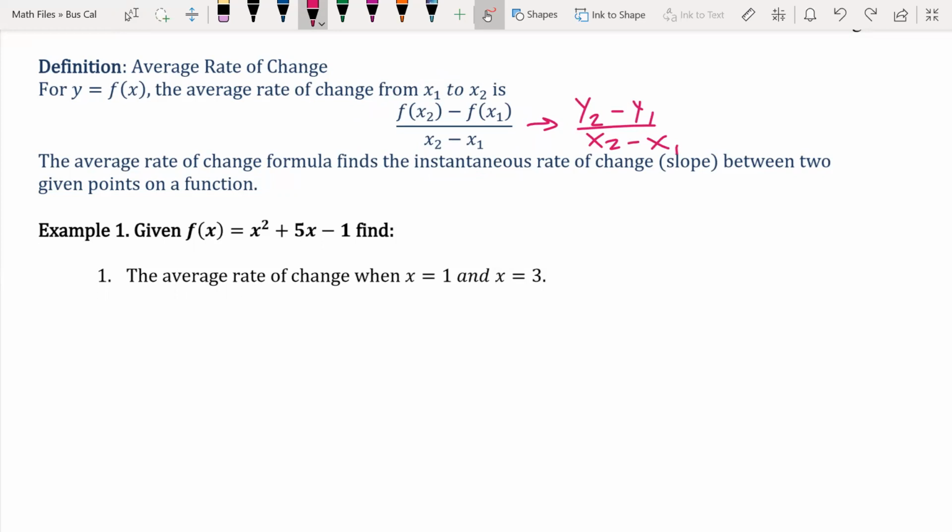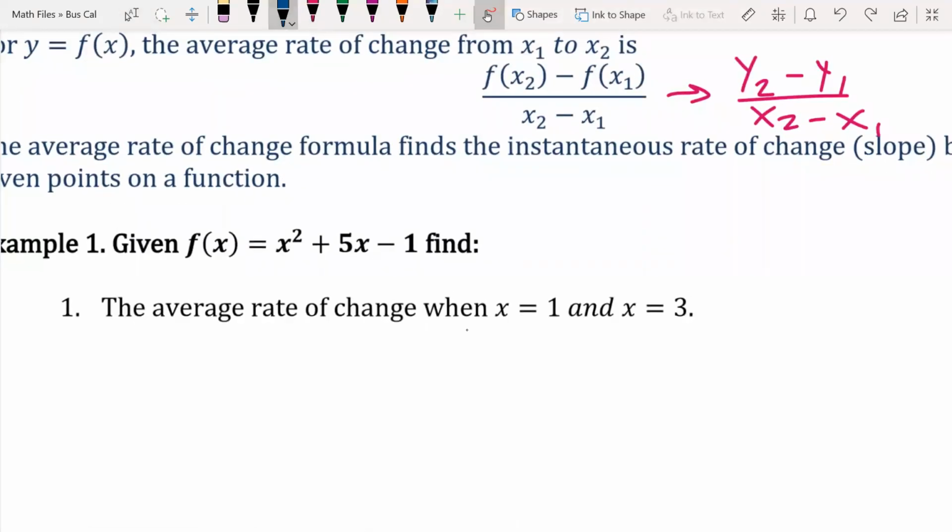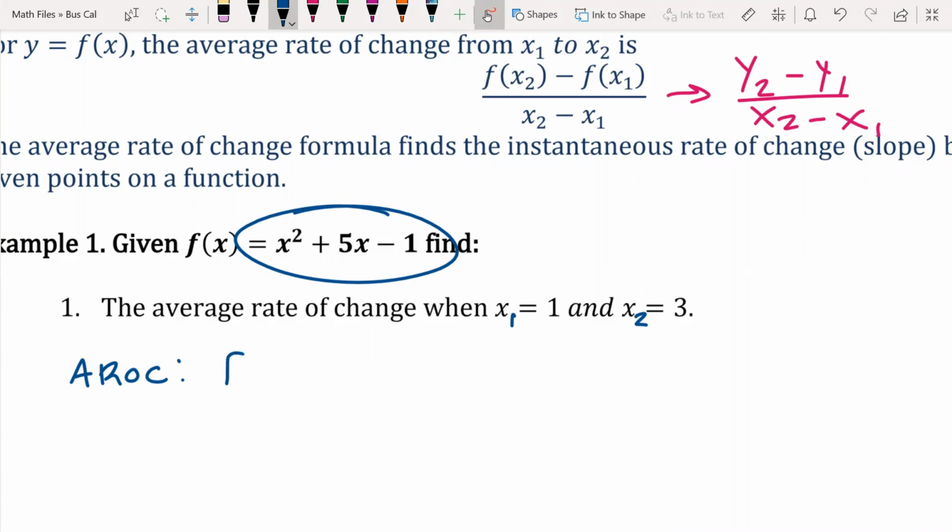It says find the average rate of change when x is 1 and x is 3. Okay, so the way to start this is, of course, label everything. So I'm going to make this x1 and I'm going to make that x2. And now we're going to find the average rate of change on that function above, x squared plus 5x minus 1. So we just follow the formula above. f of x2, which is f of 3, minus f of x1, which is f of 1, over x2, which is 3, minus x1, which is 1.